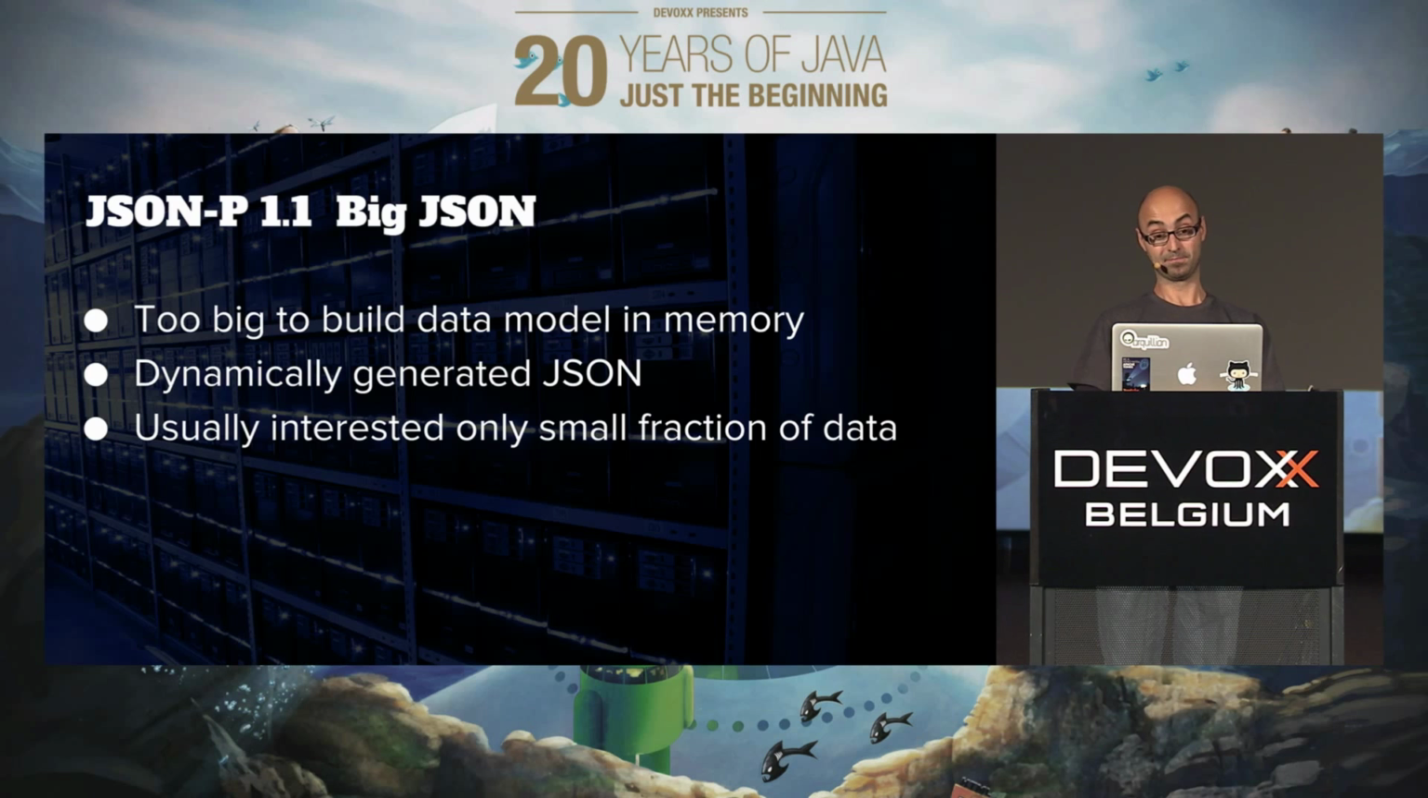Also, some data is too big to build a data model in memory, as I've said. But also, what happens if you are creating or generating JSONs dynamically? It's a stream and you are sending and sending JSON documents, for example in a log way. If you need the whole document, you will need to load it, of course, but often of this big document you're only interested in some small parts, because the rest doesn't affect your business.